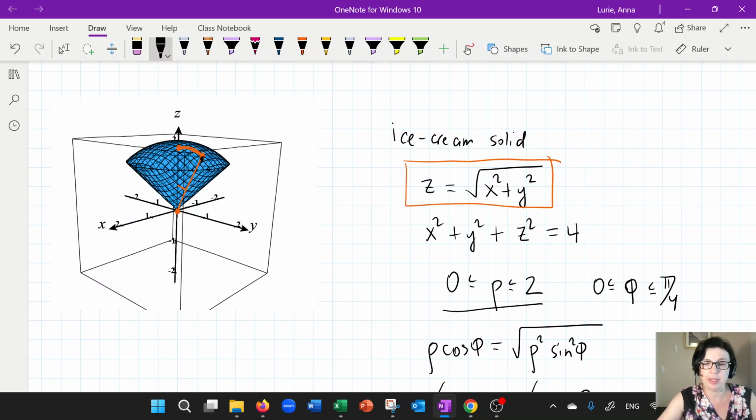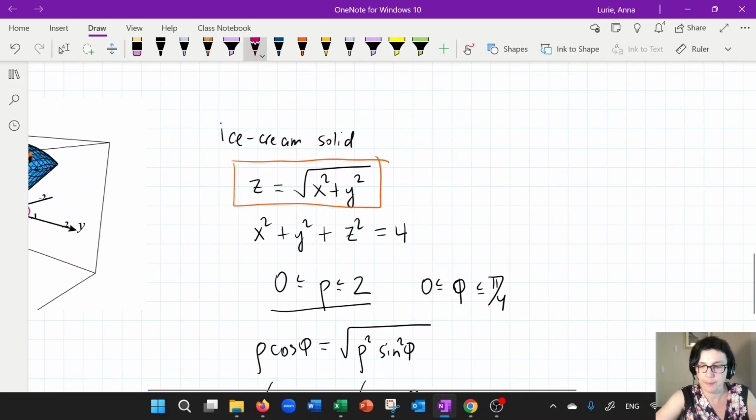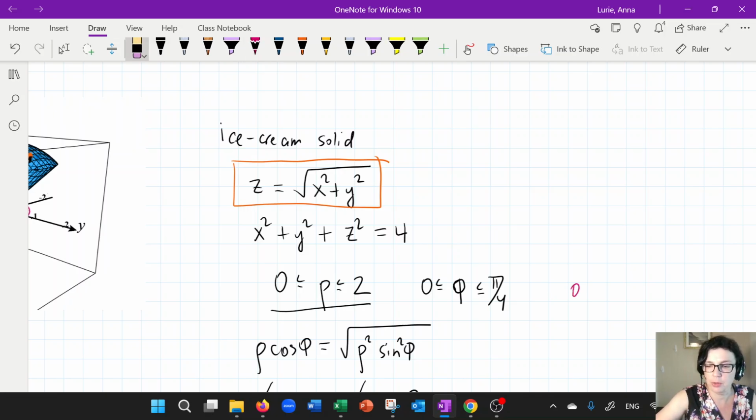Finally, what about theta? Well, theta is still responsible for going all the way around. So you're going this way right here, and you're going all the way around. So theta will still be from 0 to 2 pi. So 0 less than or equal to theta less than or equal to 2 pi for the ice cream.